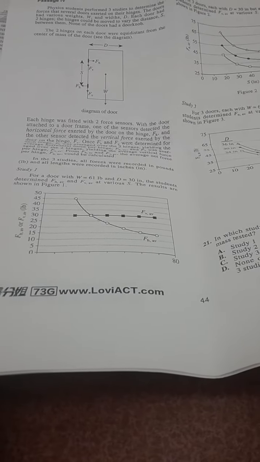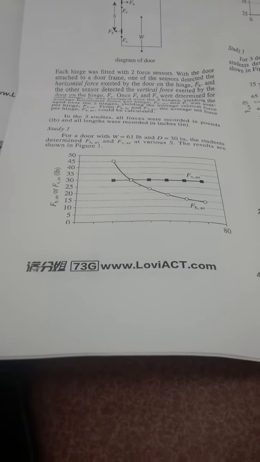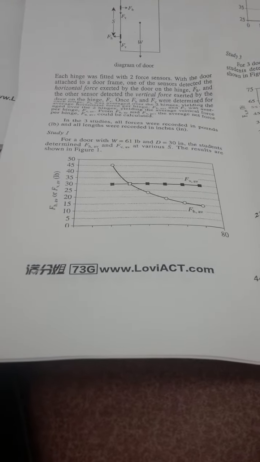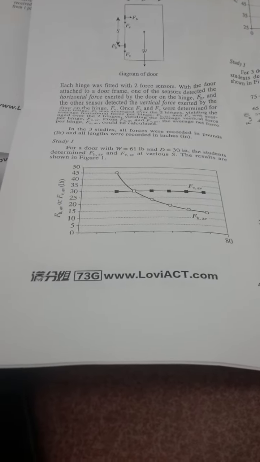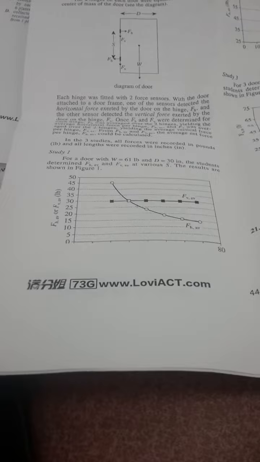In the three studies, all forces were recorded in pounds, lb, and all lengths were recorded in inches. Study 1. For a door with W equals 61 pounds and D equals 30 inches, the students determined FH average and FV average at various S. The results are shown in figure 1. There are the results. Study 2. For 3 doors, each width D equals 30 inches, but a different W, the students determined Fn average at various S. The results are shown in figure 2.